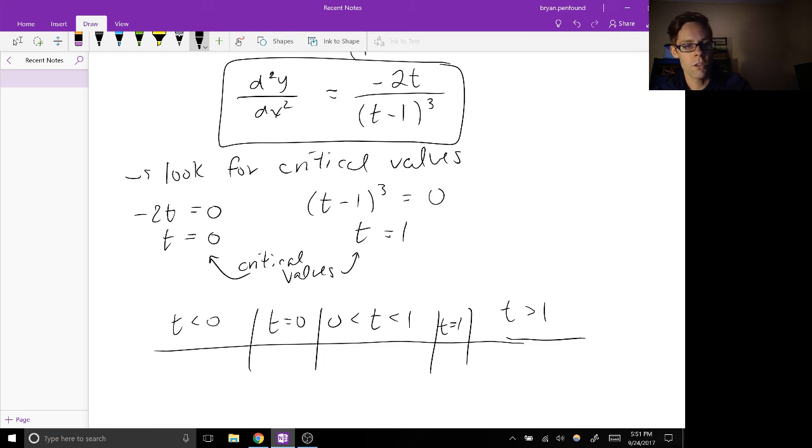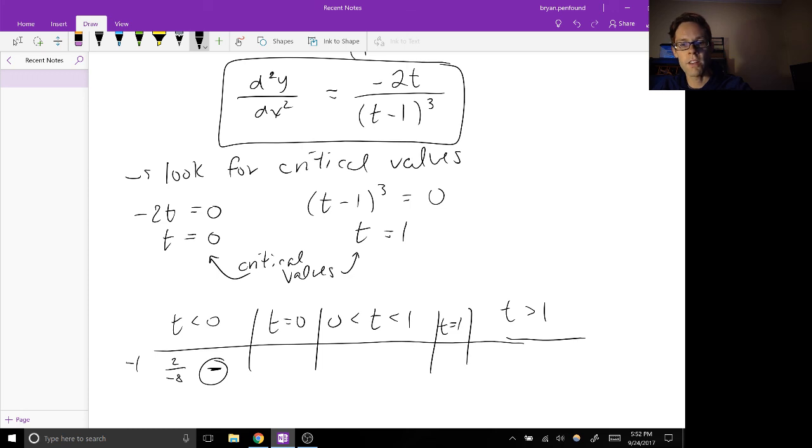Okay, so let's take a value that is less than 0, let's say negative 1. I'm just going to sub that into our second derivative. So what do we got up top? Negative 2 times negative 1 gives me a positive 2. And then in the denominator, we have negative 2 cubed, which is negative 8. And remember, all I really care about is the sign of this fraction, which is negative. So in this particular region, we're going to have a concave down kind of shape based on our second derivative test.